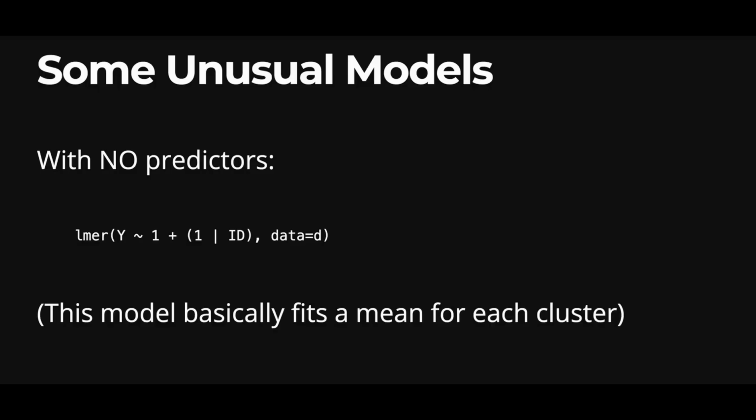How about a model with no predictors at all? We would call that a random effects ANOVA. So that's what this syntax would look like. Y tilde 1 plus 1 vertical pipe ID. And what is that doing? That's basically telling the model to fit a mean for each of the clusters. And a lot of times you'll fit these models just as a baseline, so you can start to kind of sort of compute R squared, but FlexPlot actually does that for you, so it's not necessary for you to do that.